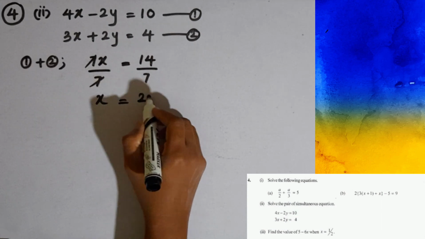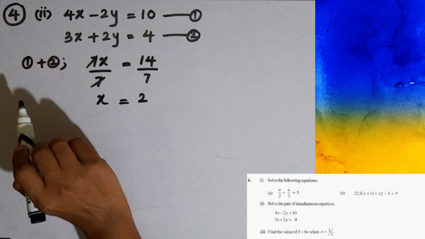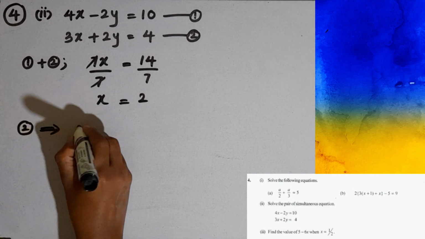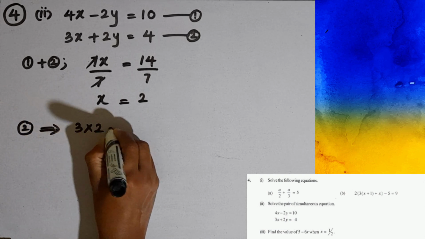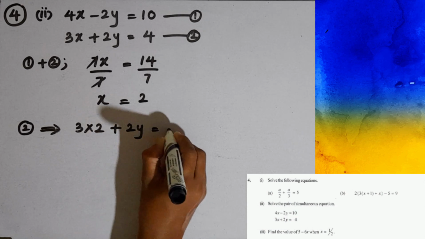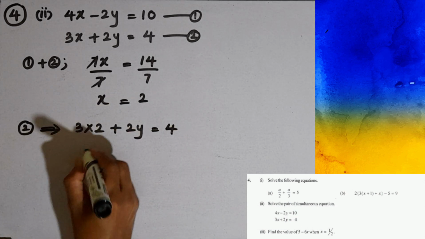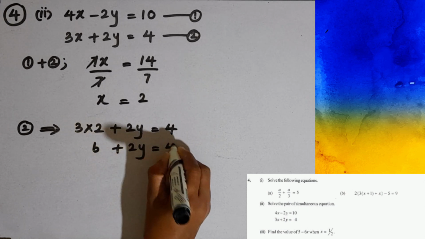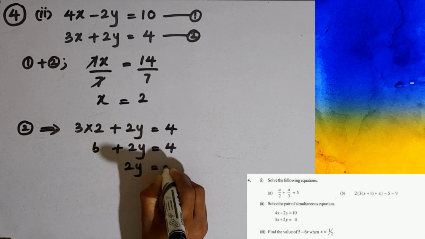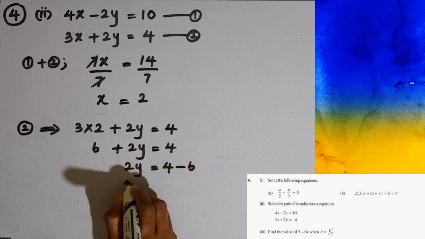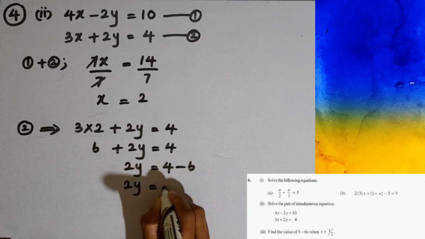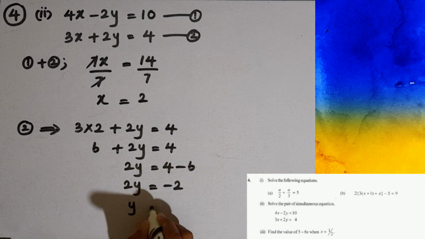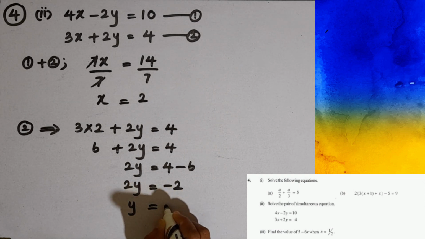Now we can substitute this value to one equation here. I will take this one. 3 multiplied by 2 plus 2y equals 4. 3 multiplied by 2 is 6 plus 2y equals 4. Then 2y equals 4 minus 6. 2y equals 4 minus 6 is minus 2. Then divide both sides by 2 now. Then y equals minus 2 divided by 2 is minus 1.